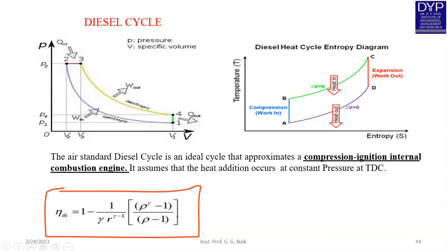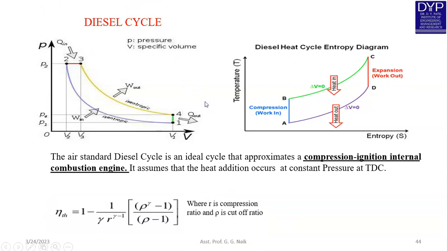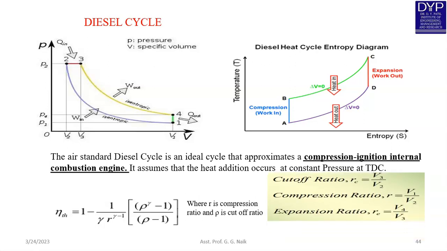Efficiency is 1 minus 1 upon gamma, R raised to gamma minus 1, times (ρ raised to gamma minus 1) upon (ρ minus 1). So here are the notations. R is the compression ratio and ρ is the cutoff ratio. What is the value of cutoff ratio here? RC is equal to V3 upon V2. V3 upon V2 is the cutoff ratio, and compression ratio is V1 upon V2, and expansion ratio RE is given by V4 upon V3, and the value of gamma is 1.4.